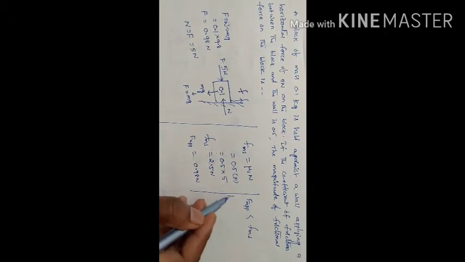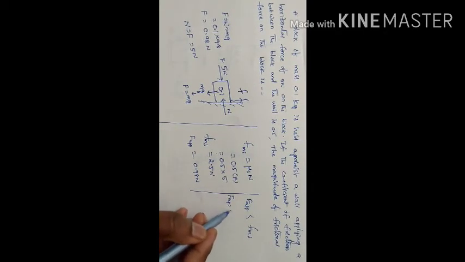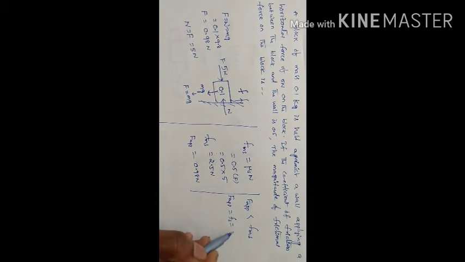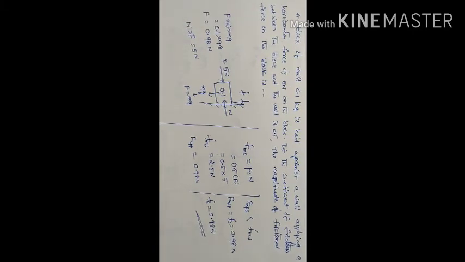So here the applied force is equal to the frictional force, that is 0.98 newtons. So finally the frictional force between the block and wall is 0.98 newtons only. Okay, this is the solution for the above question. Okay, clear?